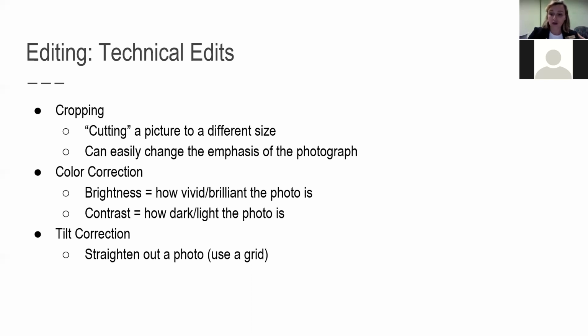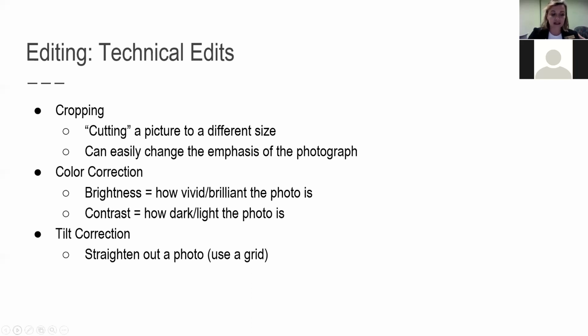And then there's color correction, which is typically used to correct for the lighting. Brightness determines how rich the colors are, whereas contrast determines how dark the shadows are. Be careful with these, as going overboard with either one of these settings can ruin a perfectly good picture. And I have an example of that coming up.